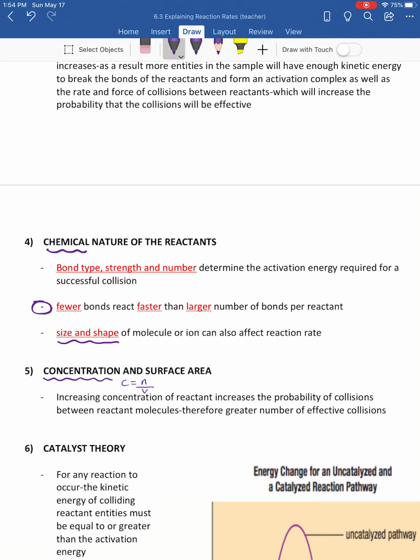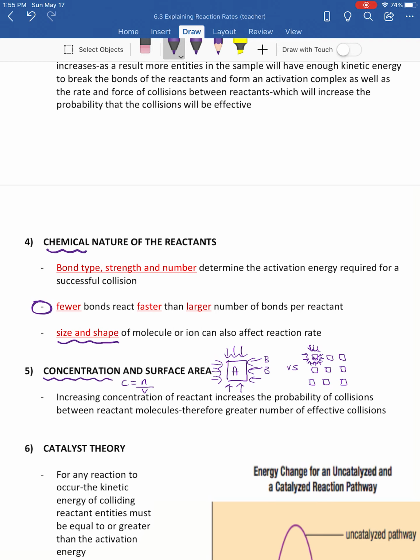Get it? Same thing with surface area. Say I have this big block of A. We can attack A this many ways. Imagine these are reactant B's colliding, right? Versus, say I have the same amount of A divvied up like this. Those are little A's there, and I can still get, look at all this, and it's the same amount. We use this example all the time.